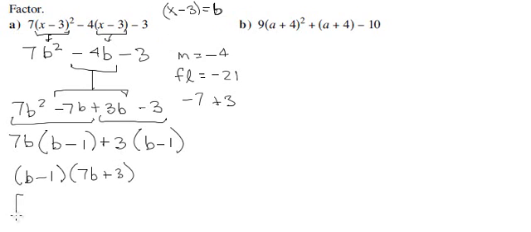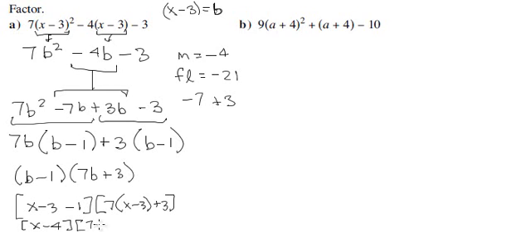So our actually finished version is going to be the binomial minus 1, and then 7 times the binomial plus 3. One more line to clean it up. X minus 3 minus 1 makes minus 4. And here we get 7x minus 21 plus 3, which makes a total of minus 18. And there we're finally finished.